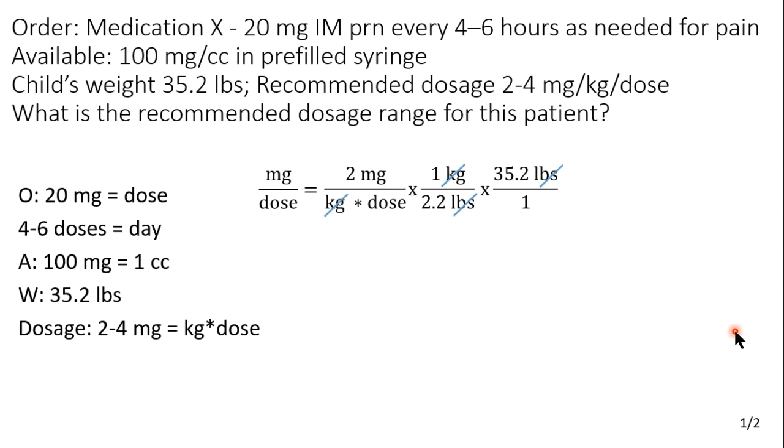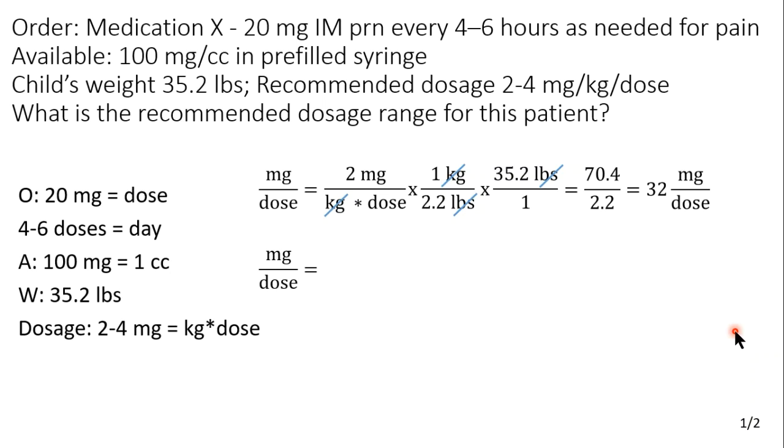Since we cross these out, we are left with milligrams over dose. We multiply the top divided by the bottom. So 2 times 35.2 gives us 70.4 divided by 2.2, which comes up to 32 milligrams per dose. That is for the lower range.